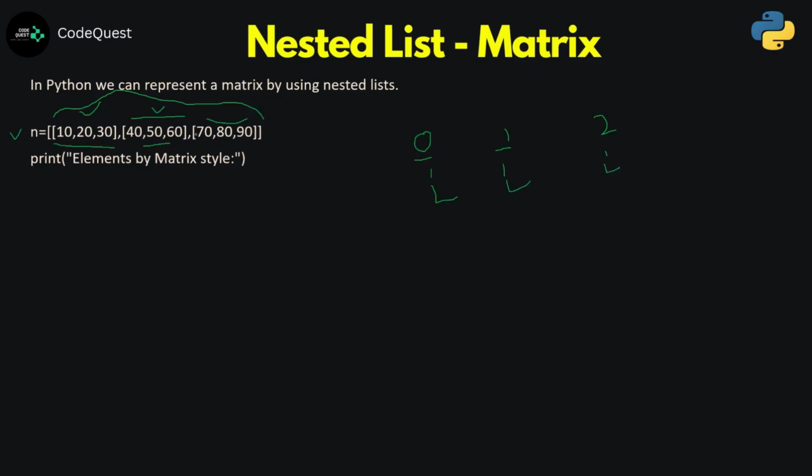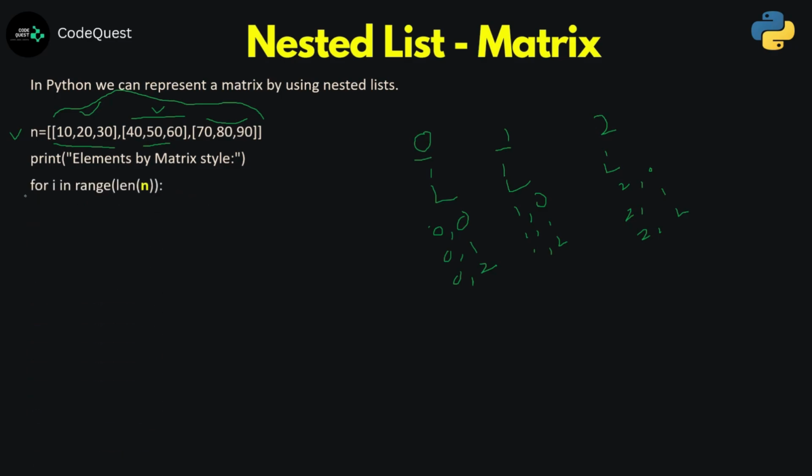Now in order to access each of the elements, for example 10, how can I access it? I can write 0, 0, I mean row index 0, column index 0. Similarly 20 can be accessed as 0 and 1, and 30 as 0 and 2. When it comes to 40, 50, 60, you can say 1, 0, 1, 1 and 1, 2. Similarly the last row is 2, 0, 2, 1 and 2, 2. Right. So now when I want these elements to be in matrix style, I have to take the help of nested loops here.